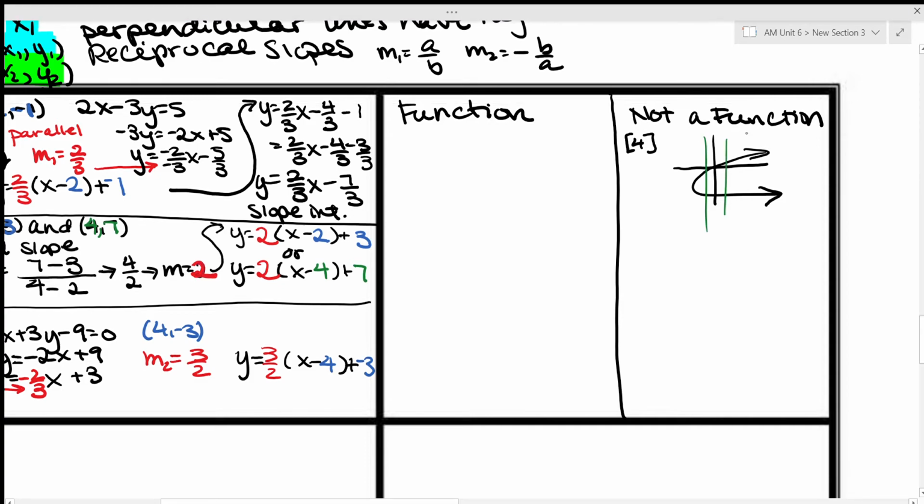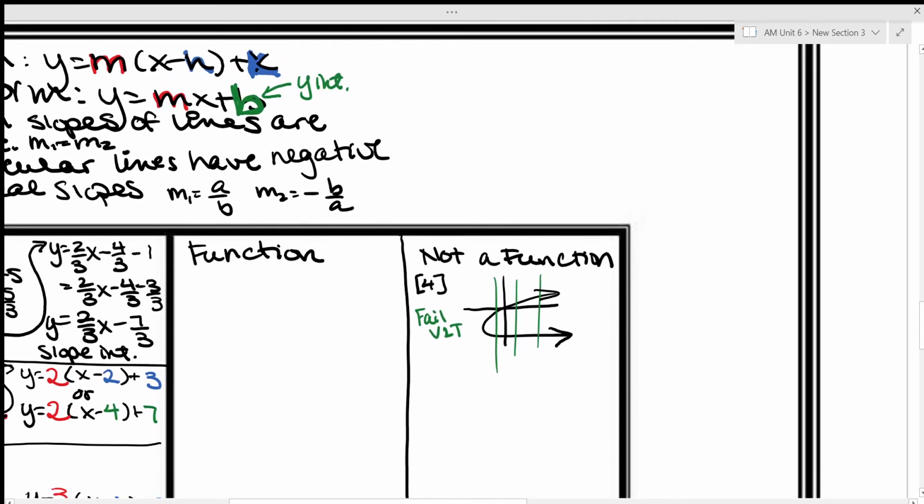Okay, so if I draw my vertical lines, I can see it fails that vertical line test. I just put fails VLT. Yes, VLT, I love it. Now I'm going to define what VLT is in my margin. VLT is going to be my vertical line test. Sometimes there's a horizontal line test, but I will talk about that one later.